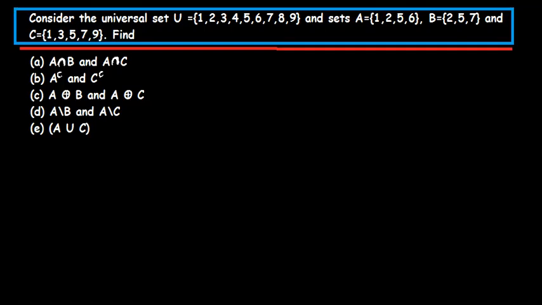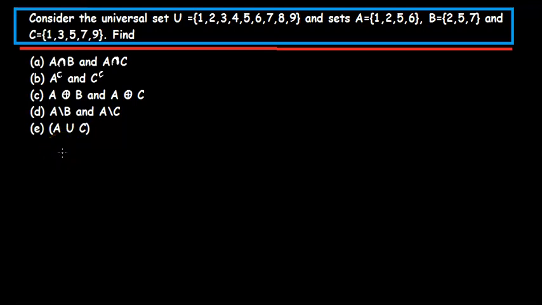In this video, we are going to be focusing on sets. Let's assume you are given this kind of problem that says you should consider a universal set. The universal set is given to be 1, 2, 3, 4 up to 9. And you are given another set, set A: 1, 2, 5 and 6. You are given set B: 2, 5 and 7, and set C: 1, 3, 5, 7 and 9. And you are asked to find A intersection of B and A intersection of C.